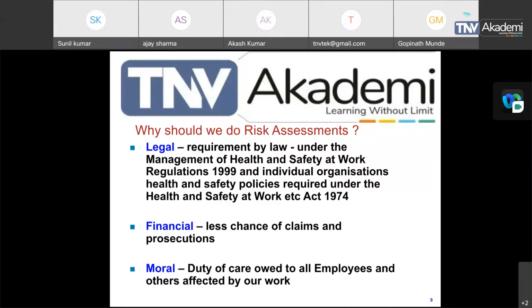So the third one is moral. Every employee working in the industry has to obey and follow the rules of the organization. Through that, there will not be any impact on human health, and no impact on the product. So that can only be avoided if you do the risk assessment of all your processes, all your ingredients, and all your flow of material from inbound to outbound. That is why risk assessment is necessary for industries.